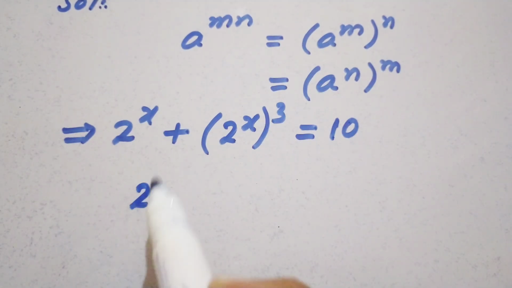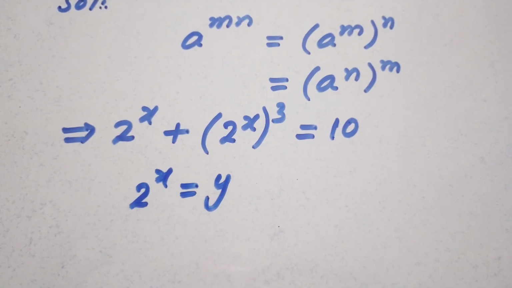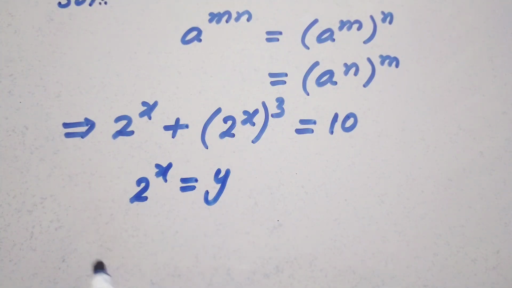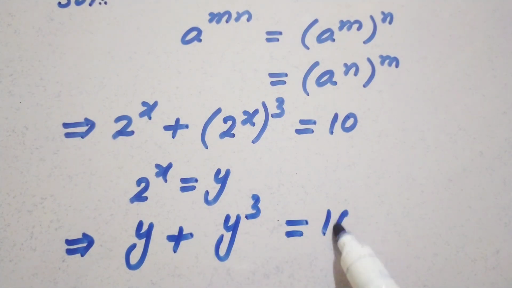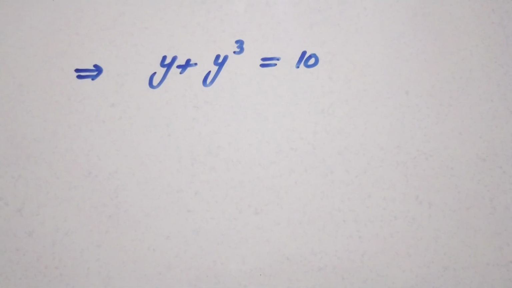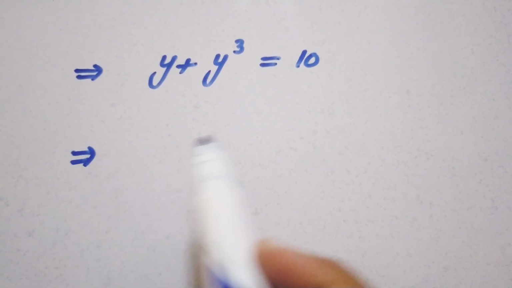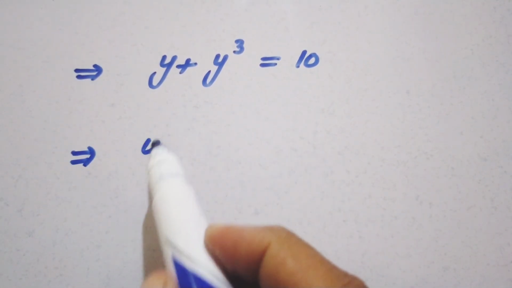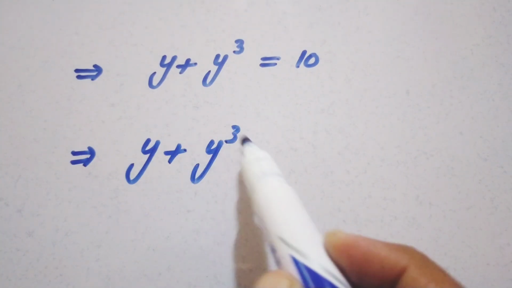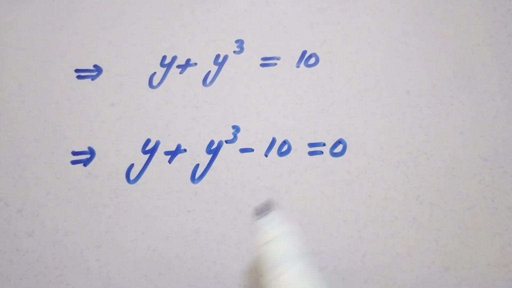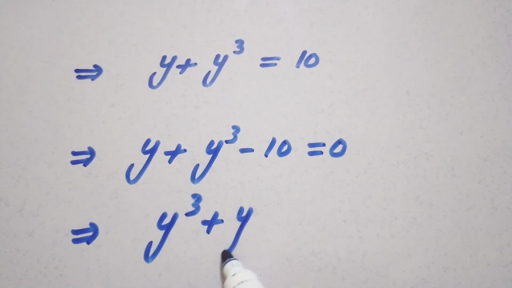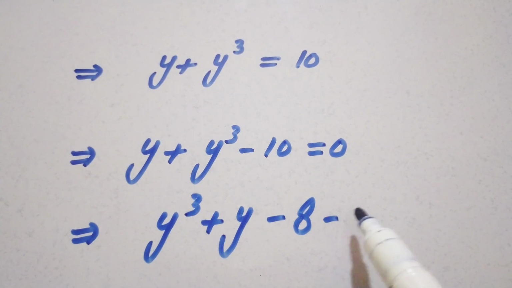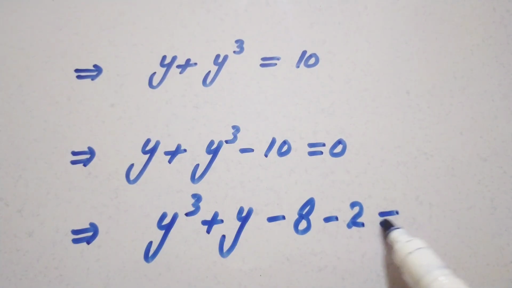Let 2 power x be equal to y. By putting this substitution in the given equation, this will become y plus y cube is equal to 10. Now by moving 10 from right hand side to left hand side, this will become y plus y cube minus 10 is equal to 0. In the next step, we can write this as y cube plus y minus 8 minus 2. This is equal to 0.